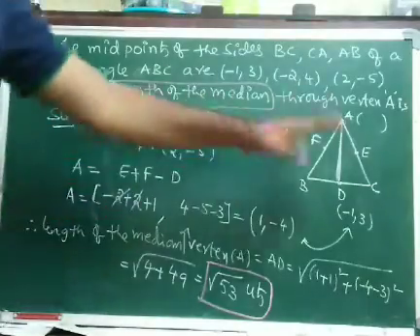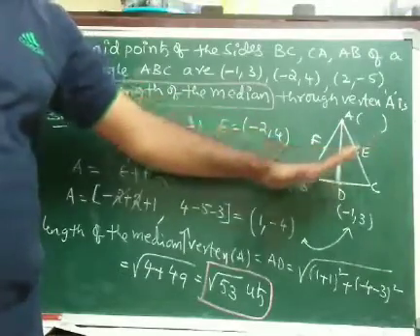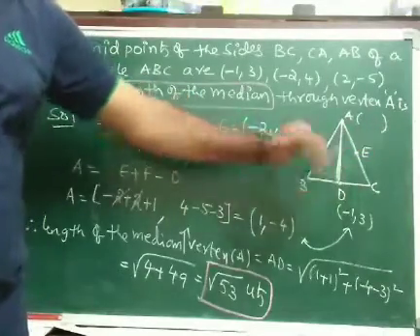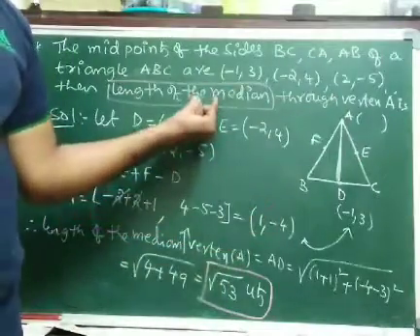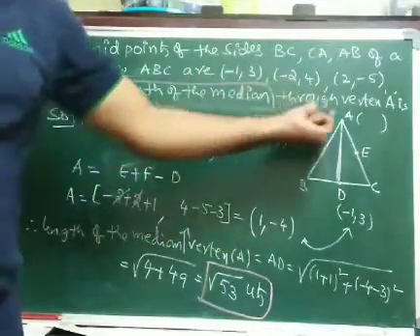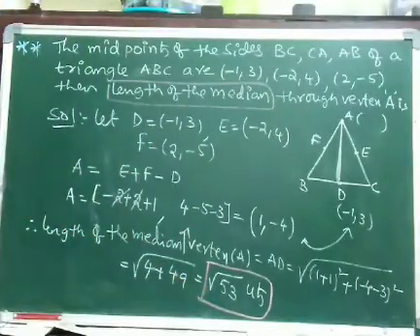Similarly, we can also find vertex B and then the length of the median through B, that is BE. Similarly, CF. But in this problem, only one median length is needed, that which is drawn through vertex capital A, which is root 53.